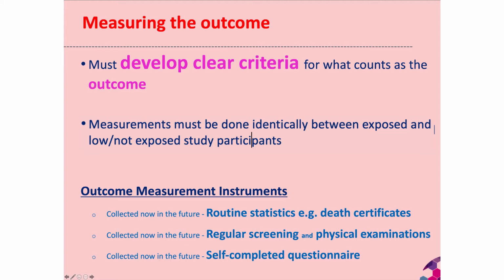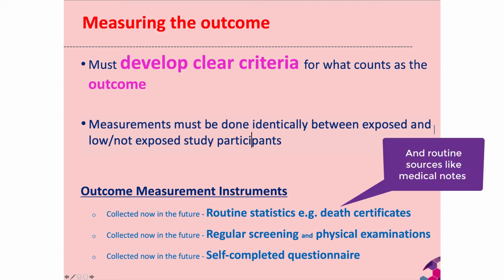And similar to exposure measurements, the instruments we can use are routine statistics. So rather than self-completed questionnaires, we often look at routine statistics to find out about health outcomes. We can do regular screenings and physical examinations, or we can also use self-completed questionnaires. And again, these are collected now and in the future as well.